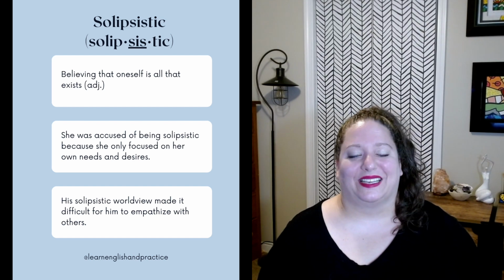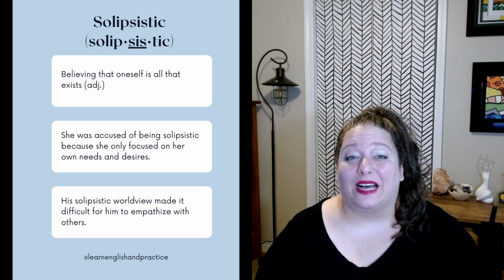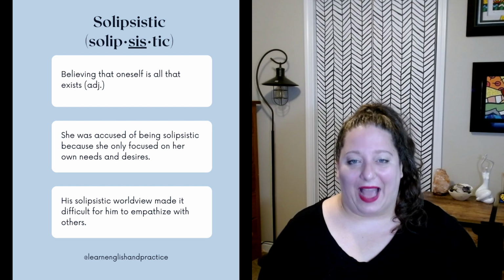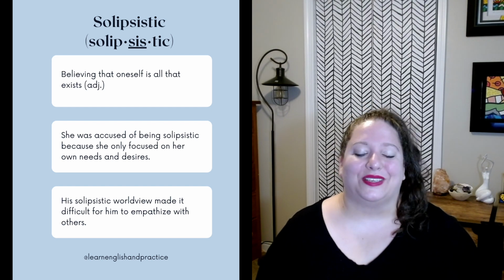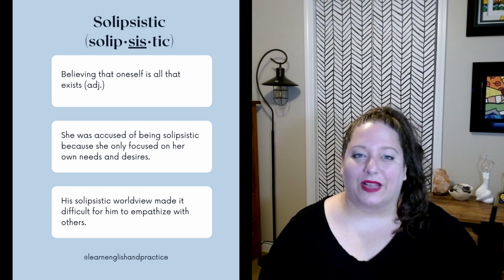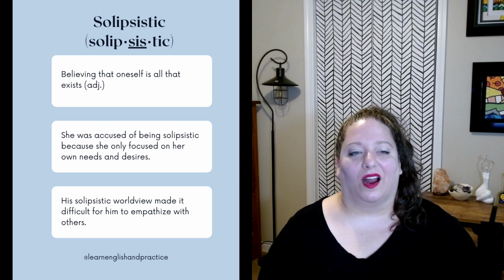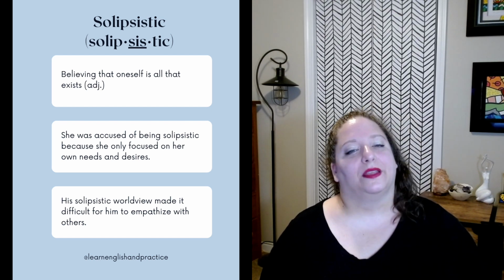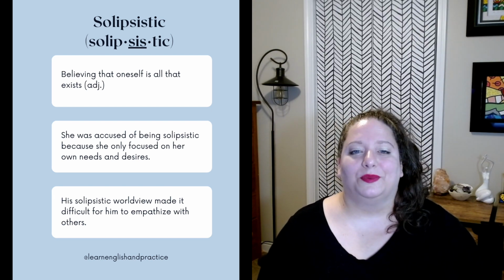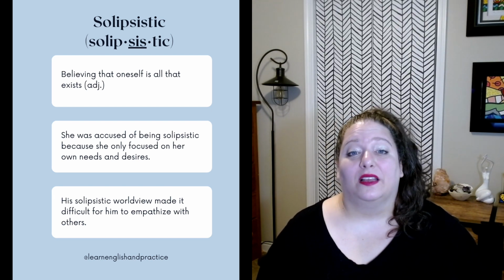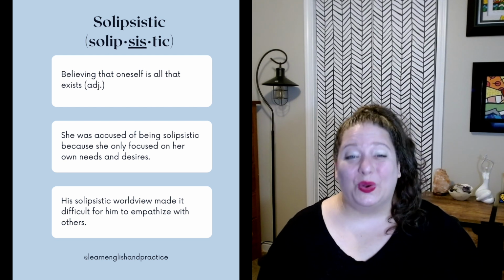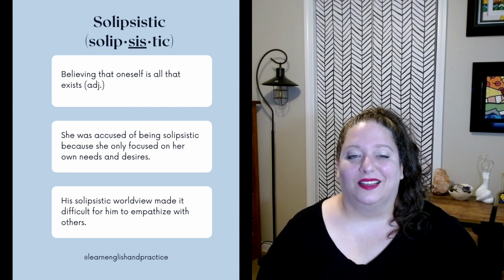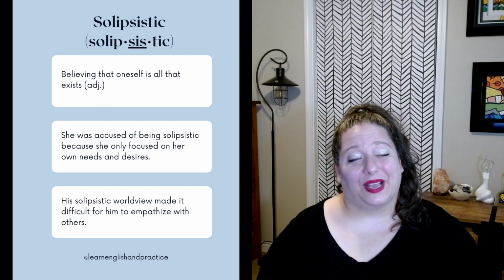Here's solipsistic. This means believing that oneself is all that exists. It's an adjective. So being kind of narcissistic or having a large ego are associated with this idea of being solipsistic. Examples are, she was accused of being solipsistic because she only focused on her own needs and desires. His solipsistic worldview made it difficult for him to empathize with others.